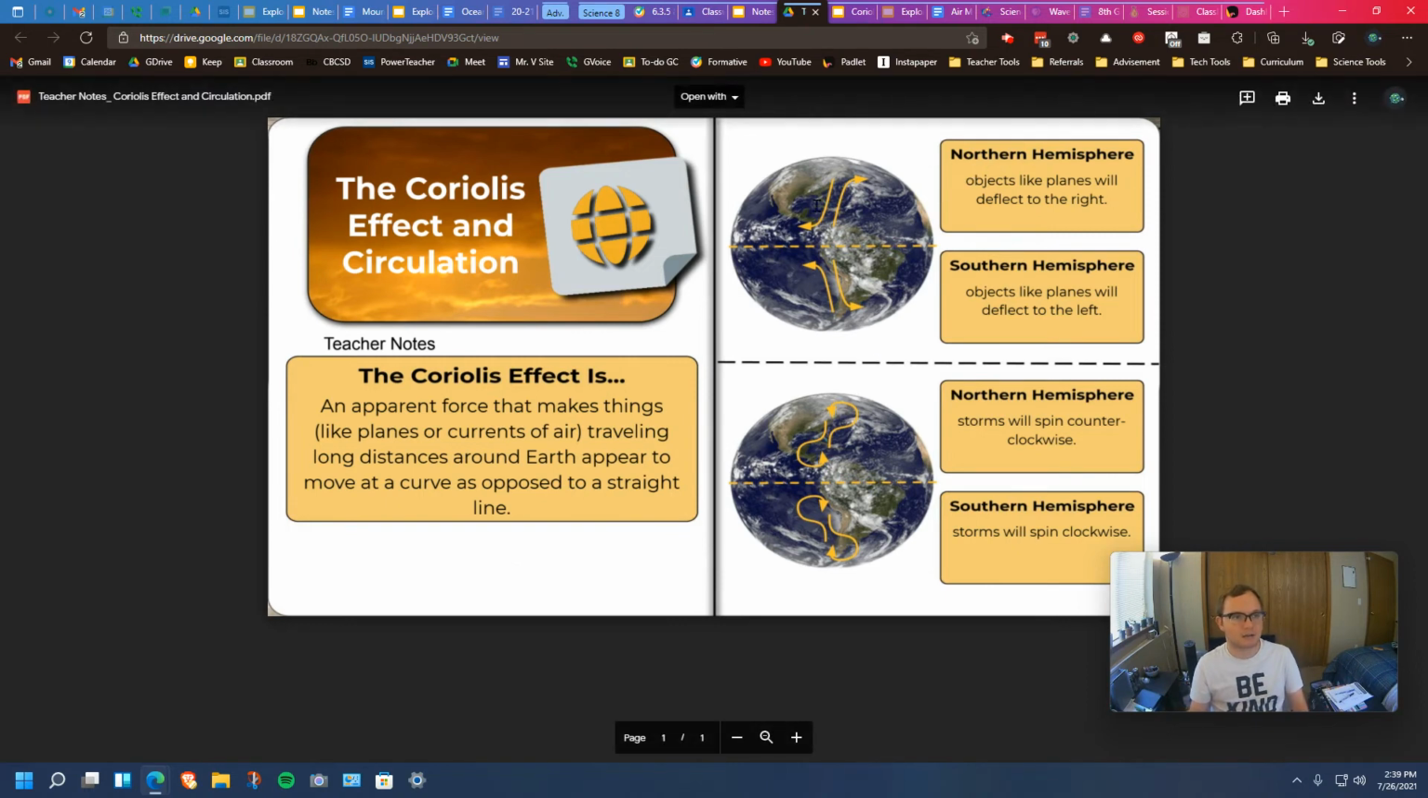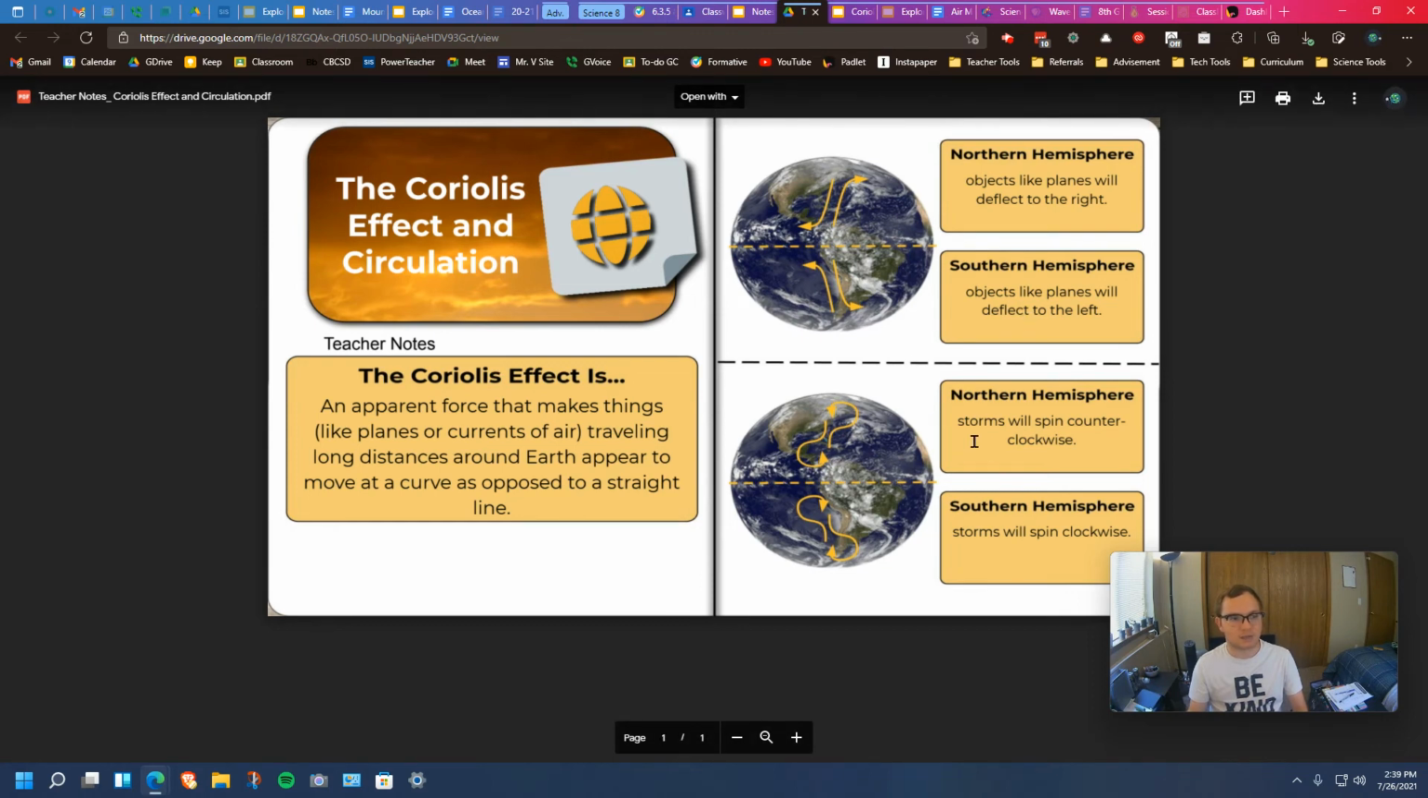If we look at this stuff up here, in the northern hemisphere, objects like planes will deflect to the right. So when they're trying to travel, they have to go towards the right to keep going in the right path around Earth. In the southern hemisphere, they do the opposite. They go towards the left.